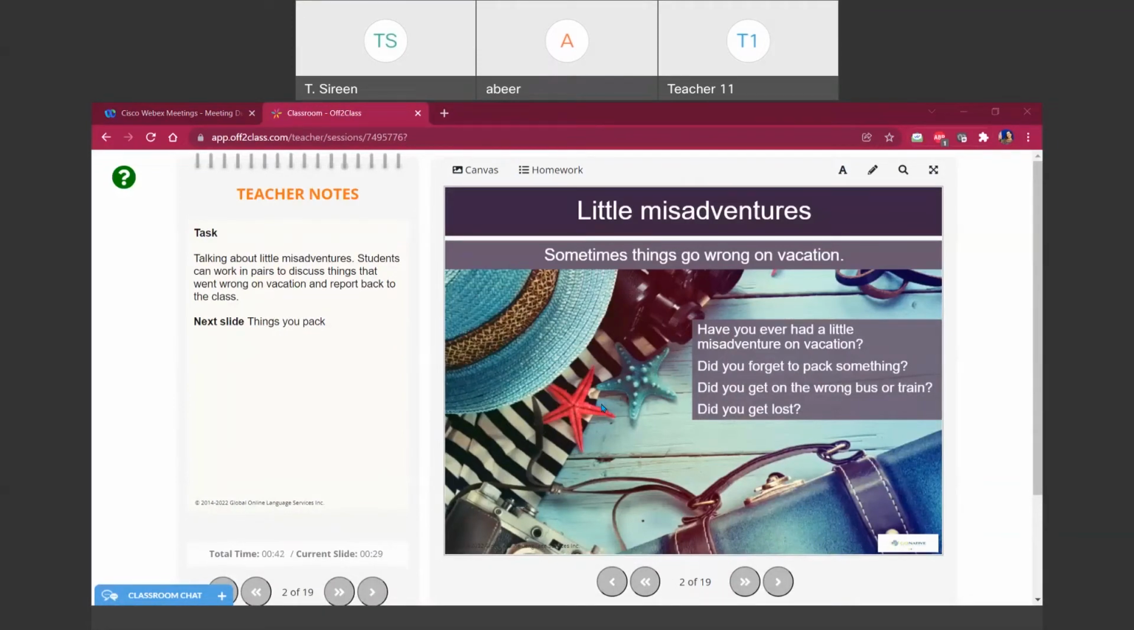Things go wrong on vacation. Have you ever had a little misadventure on vacation? Did you forget to pack something? Did you get on the wrong bus or train? Did you get lost? Okay. So what does misadventure mean? An incident, for example. Something happened, bad luck, something that happened.